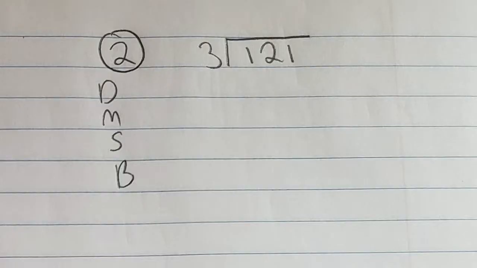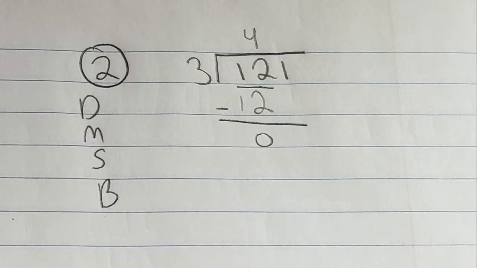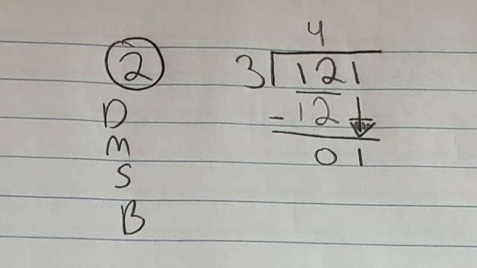Next one, number 2, 121 divided by 3. Same thing with the last one. The 3 really can't go into just the 1, so we have to focus on the 1 and the 2, so 12. How many times can 3 go into 12? 4 times. 4 times 3 makes 12. Subtract 12 from 12, we get 0. Bring down the 1. We brought something down, so we have to start all over again.